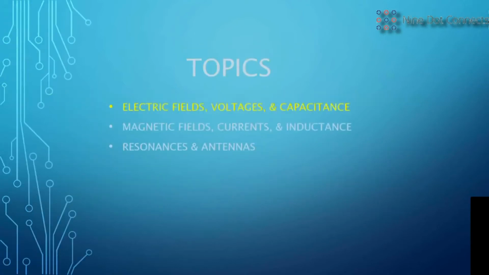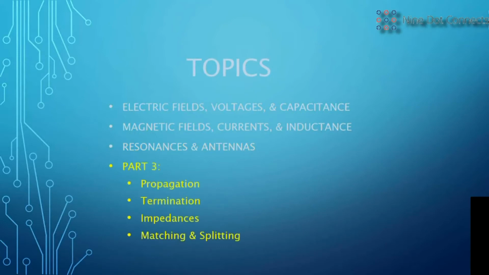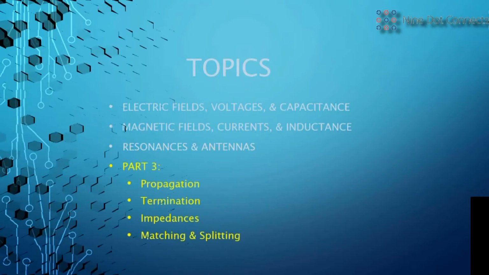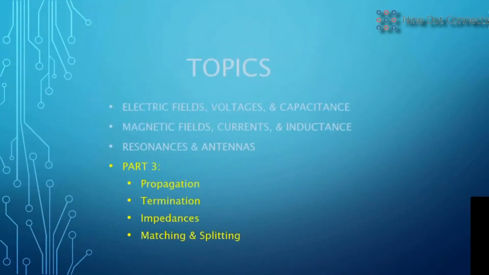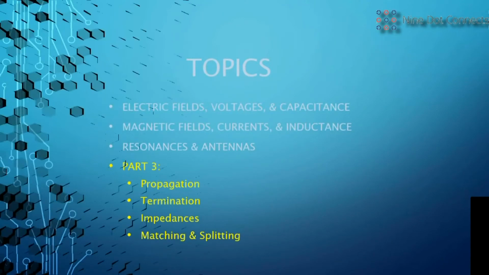In terms of the topics that we're going through today, we'll start with electric fields, voltages, and capacitance. We will touch on magnetic fields, currents, and inductance, but that's really going to be more applicable to section number 3. And we're going to focus primarily on resonances and antennas. In the next section, we'll be looking at propagation, termination, impedances, matching and splitting, those kinds of things. But we're not going to look at those today because there's just too much material to cover.